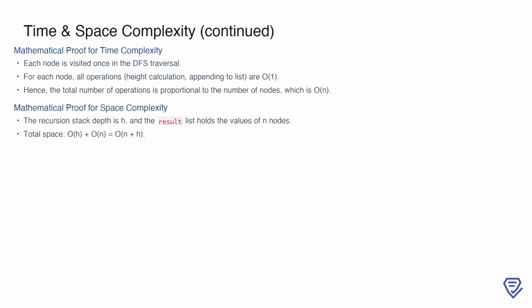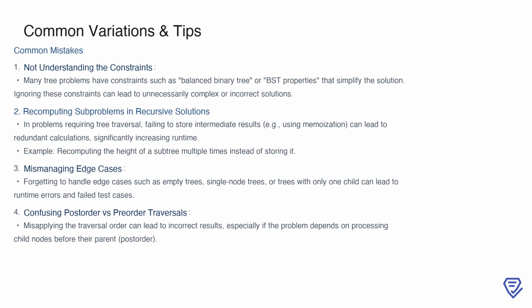This concludes our analysis, showing that the algorithm is both time and space efficient. When solving tree-based problems, it's important to first understand the constraints given in the problem. For example, if the tree is specified as a balanced binary tree or follows binary search tree properties, these constraints can significantly simplify the solution. Ignoring them might lead you to write overly complex or incorrect code.